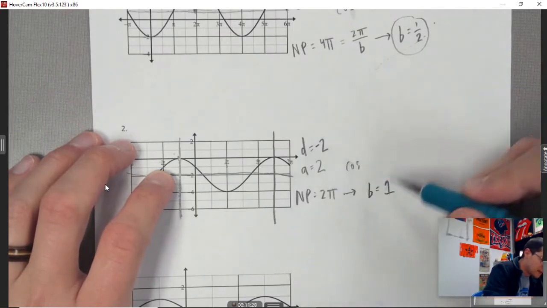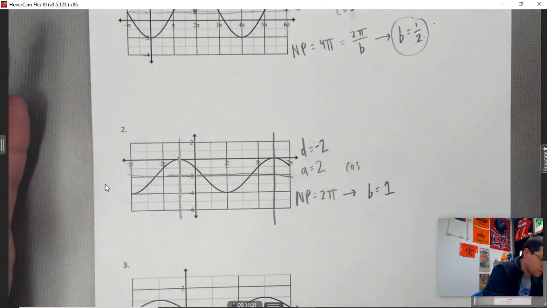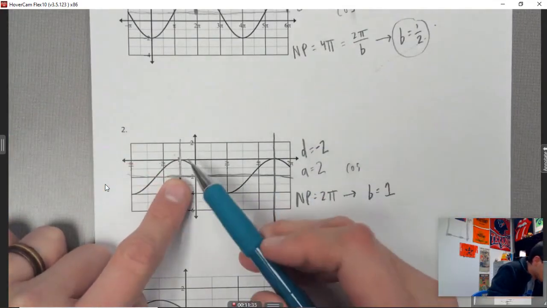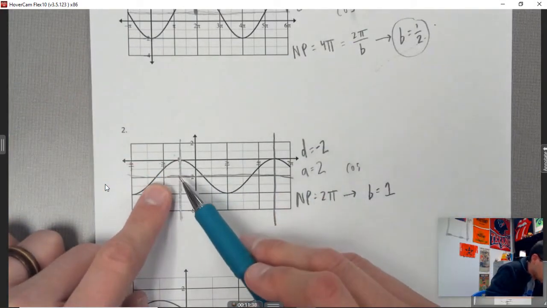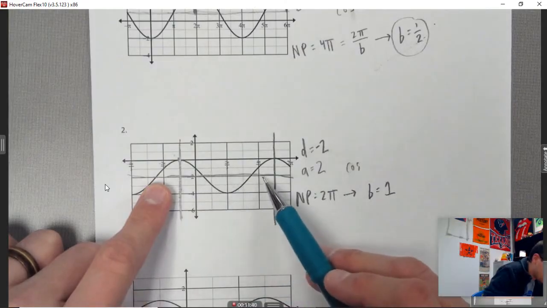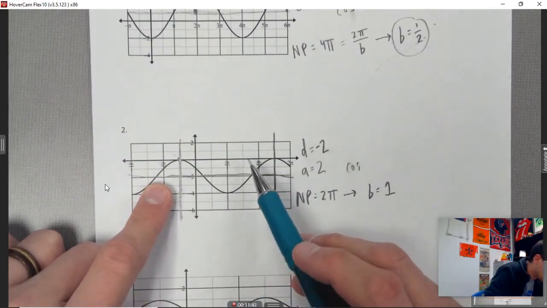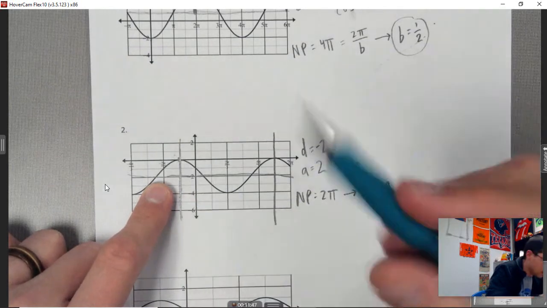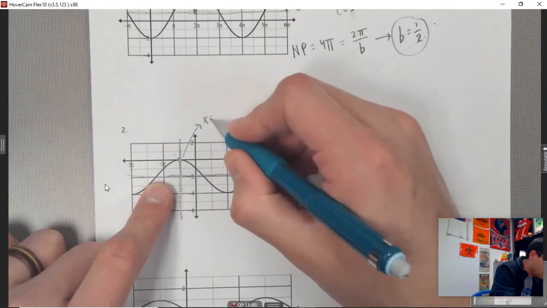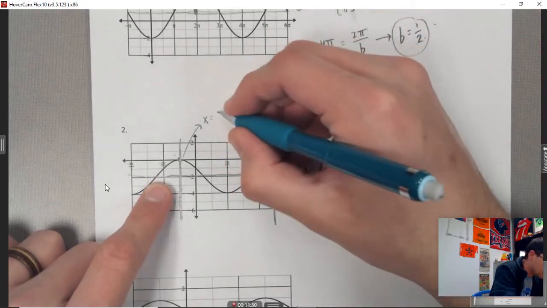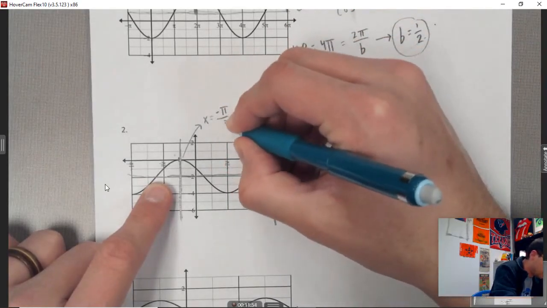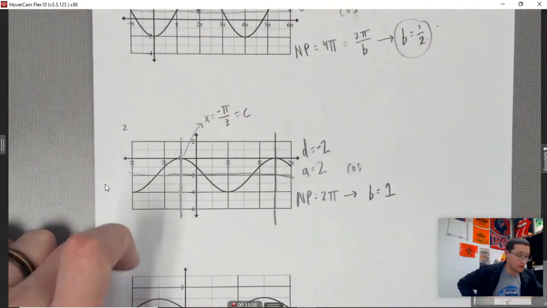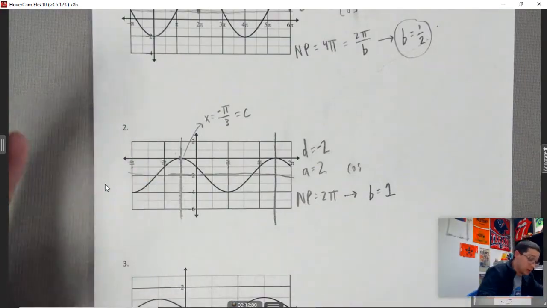So I've got A, I've got B, and then the phase shift. The phase shift is that starting value. So let's see what that particular one is going to be. Looks like we are counting by thirds here. So we've got 1 pi over 3 is that value. So my x value there is going to be negative pi over 3, which gives me my C value. So now we basically have it all.